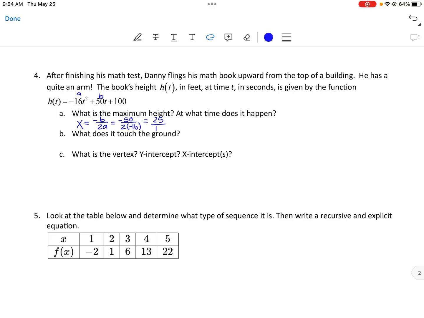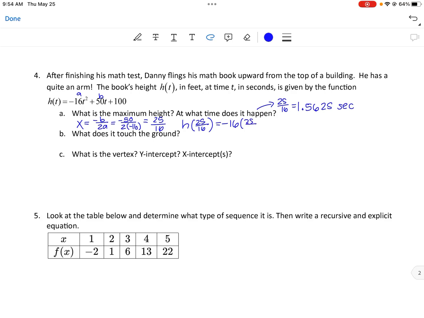That's the time it happens. So what time does it happen? It happens at 25/16. I think they actually like the decimal a little better. So 1.5625 seconds.